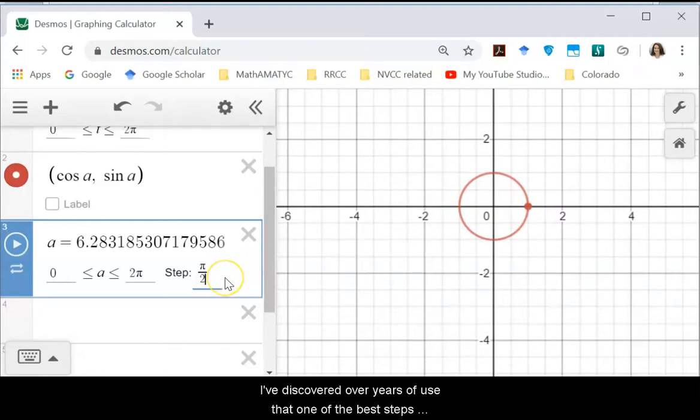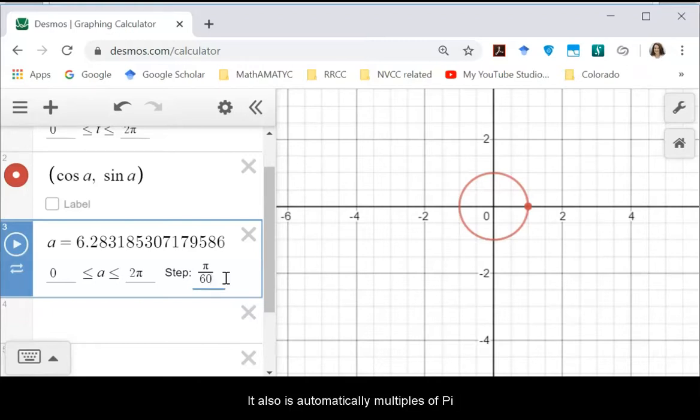I've discovered over years of use that one of the best steps to use is pi divided by 60. Now, why divided by 60? I chose something that gives me a lot of data points for the graphing calculator. It also is automatically multiples of pi, pi over 2, pi over 3, pi over 4, and pi over 6. Anything that is a multiple of those is a good value.